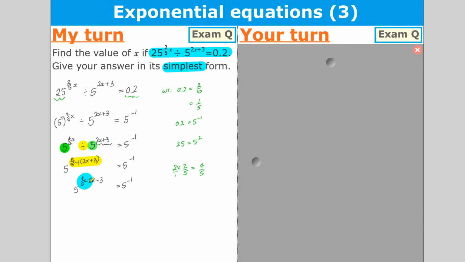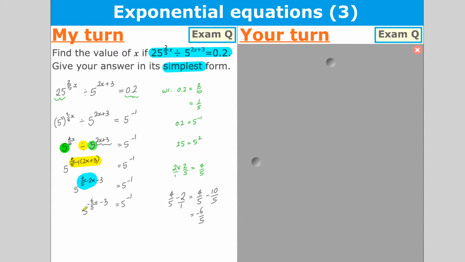So what we've got to work out is 4/5 x take away 2x. So I'm just going to write 4/5 take away 2 to try and work that out. And that's 4/5 take away 10 over 5, which gives me negative 6/5. So therefore here I get 5 to the power of negative 6/5 x take away another 3 is equal to 5 to the negative 1.